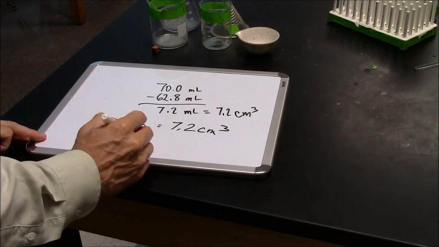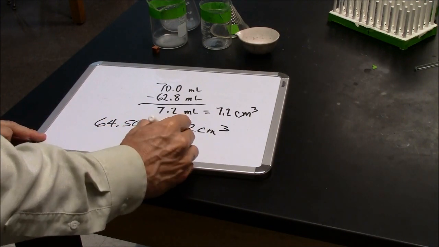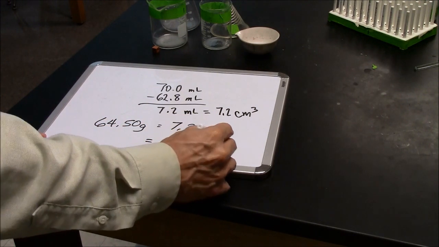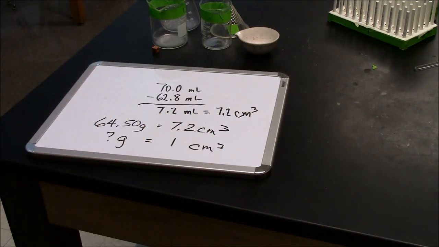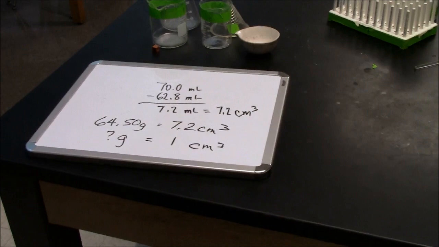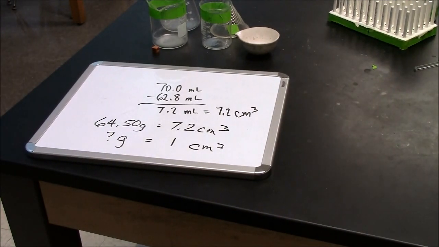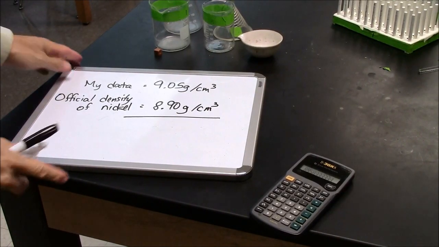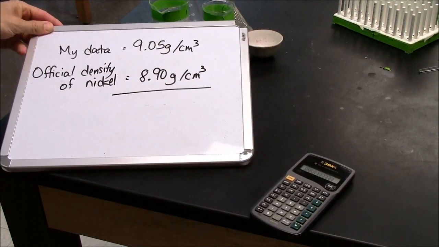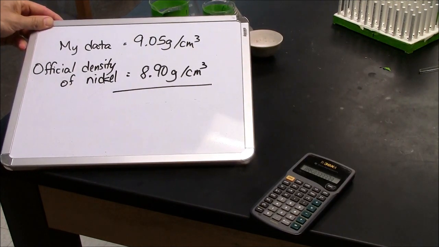I'm trying to now find the density, which is for 1 cubic centimeter. How many grams would that be? So that's a simple calculation. You use your calculator, you get an answer. My data calculates a density of 9.05 grams per cubic centimeter.